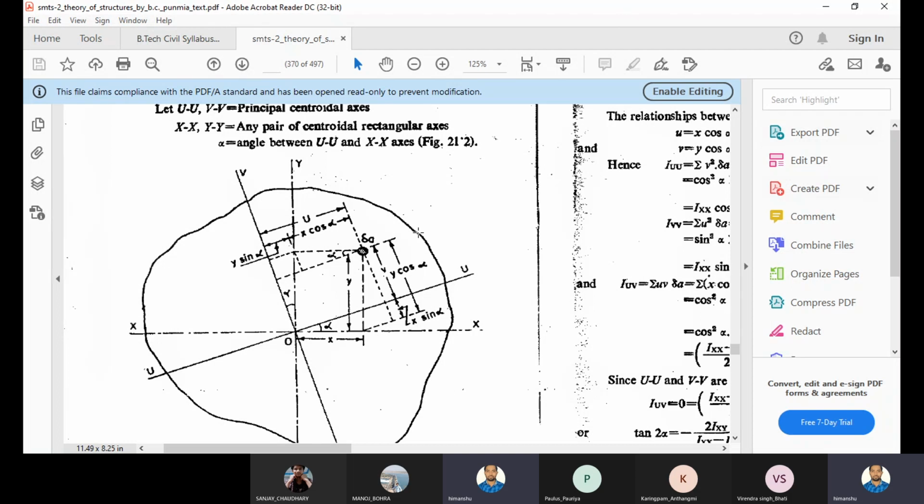Suppose this total area is there, and the coordinates of this elementary area will be x and y because it lies in this same plane, and the corresponding coordinates according to your uu and vv axes will be like this: this will be your u coordinate and this will be your v coordinate.